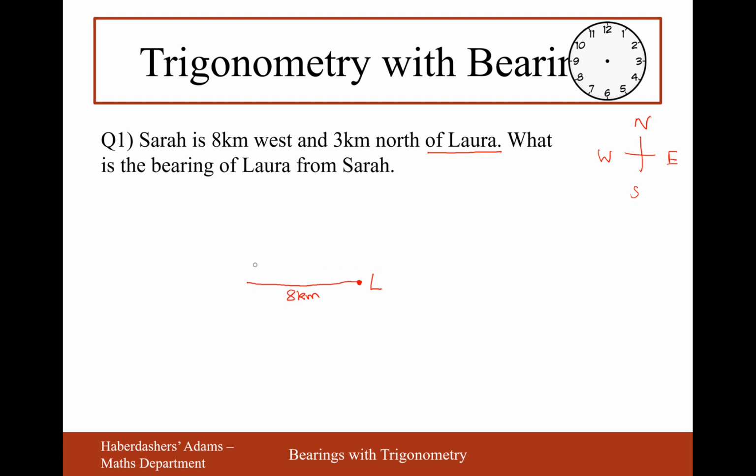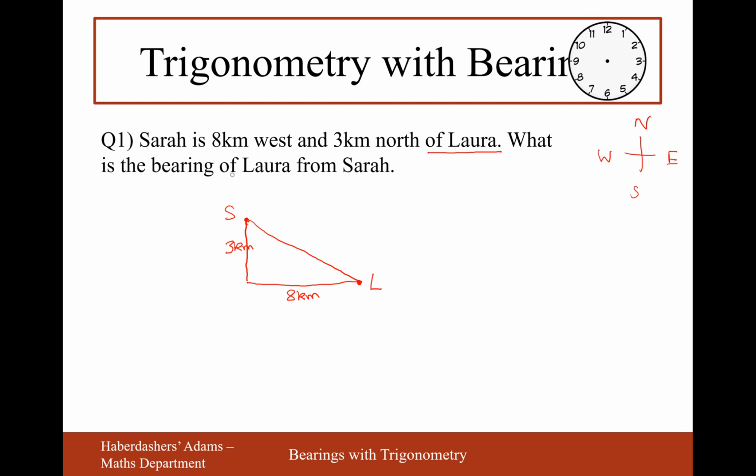8 kilometres west and then 3 kilometres north. So 3 kilometres will go north and then that will be where Sarah is. Because it's of Laura, that's where Sarah is in relation to where Laura is. And what I'll do is I'll connect those two together with a line. Now I'll move on to the second sentence.